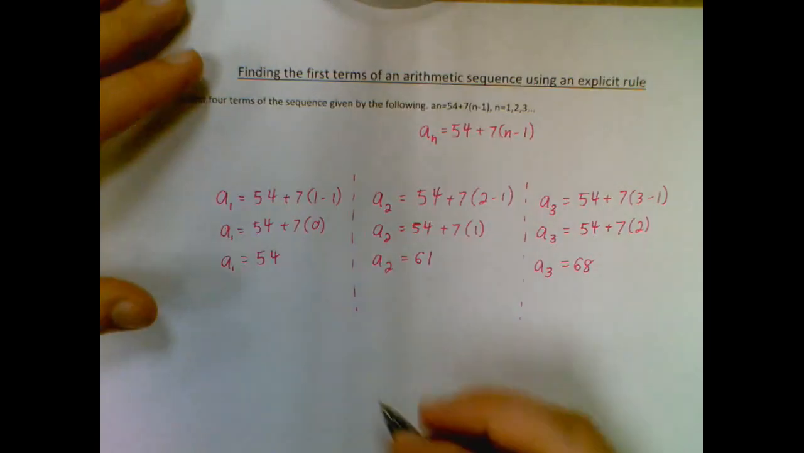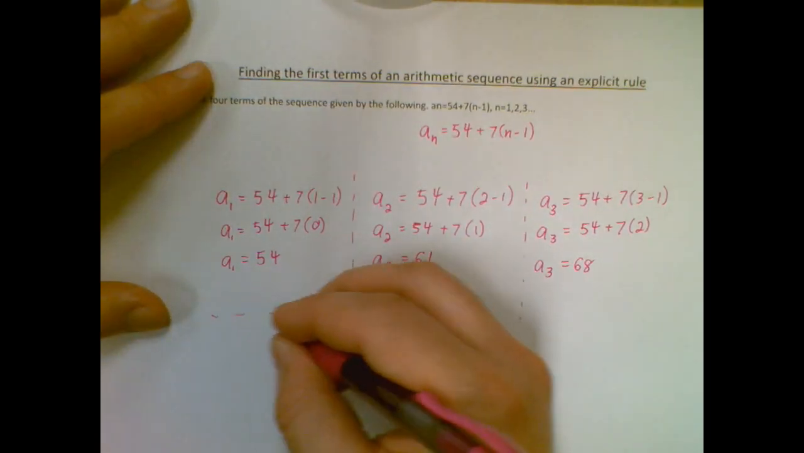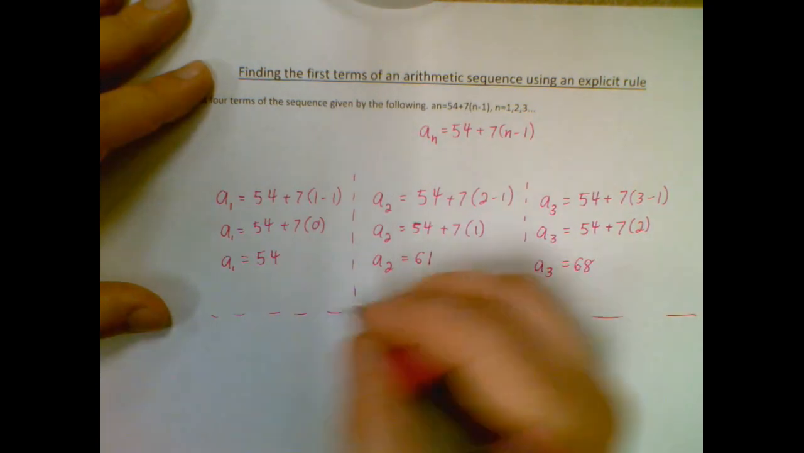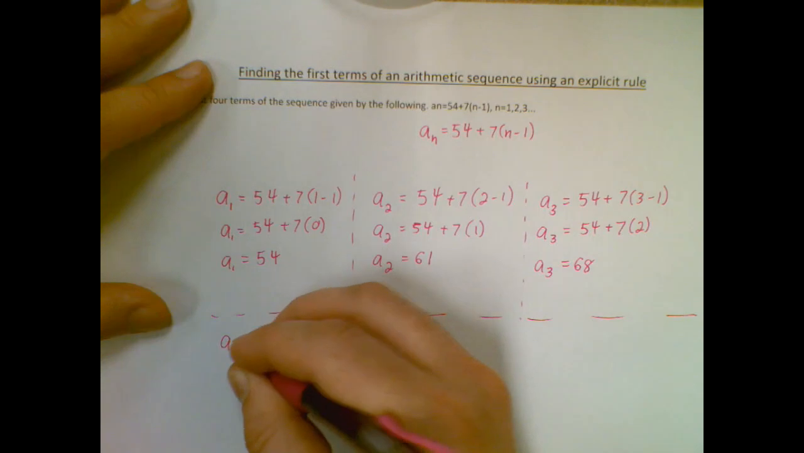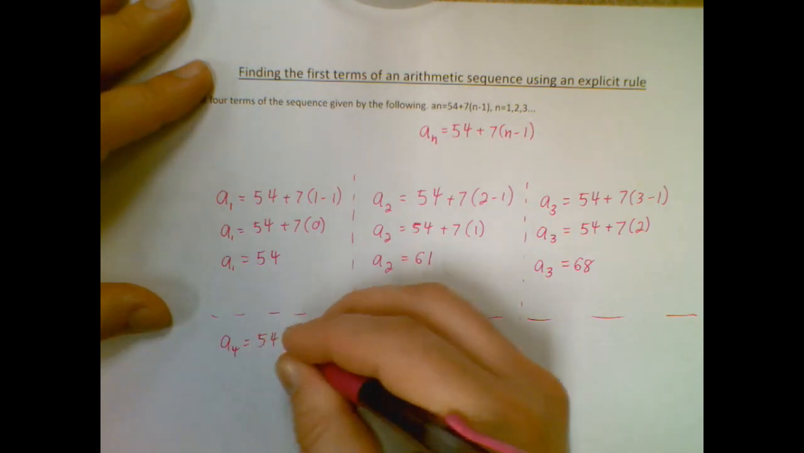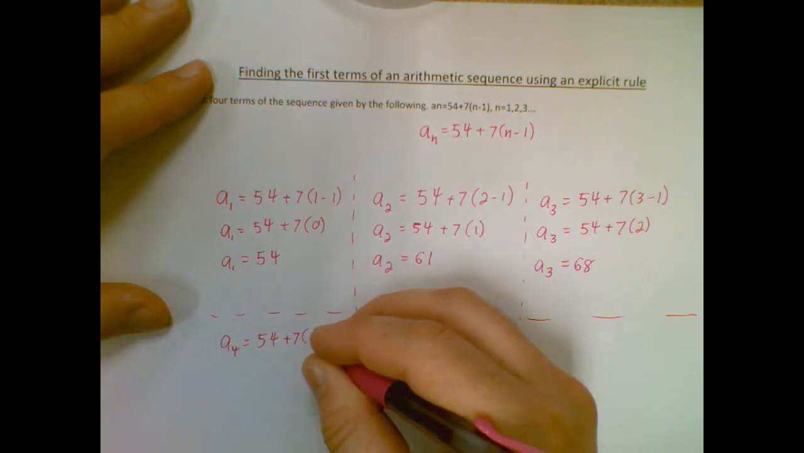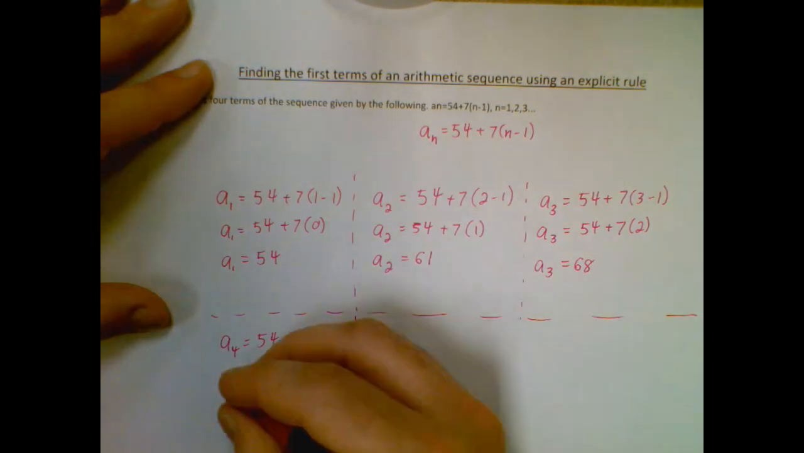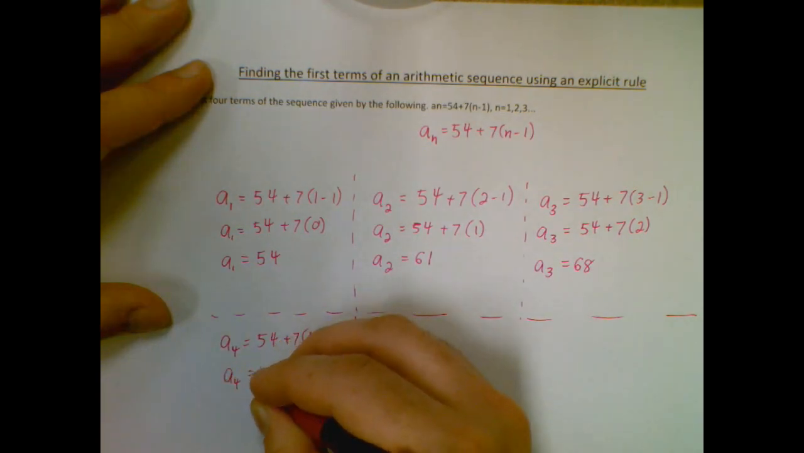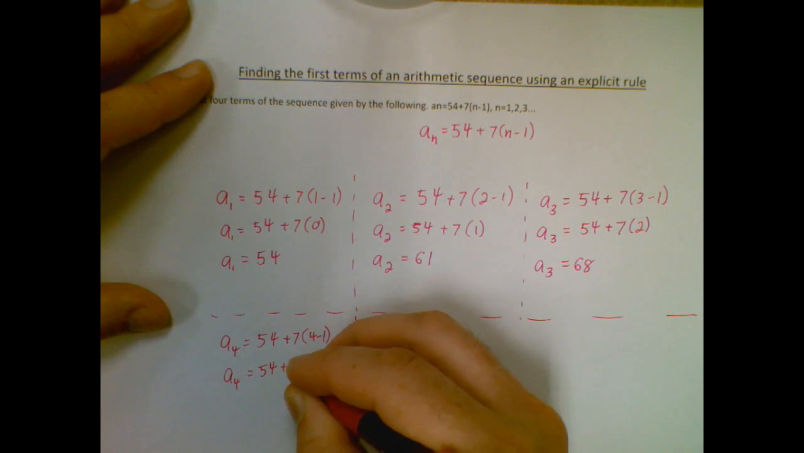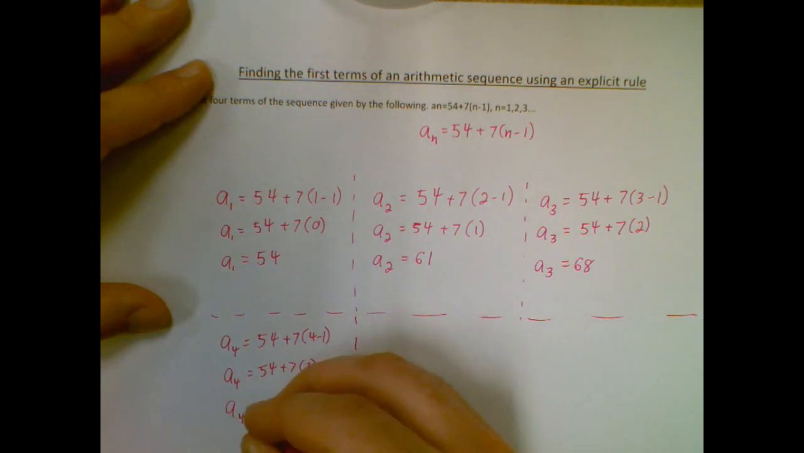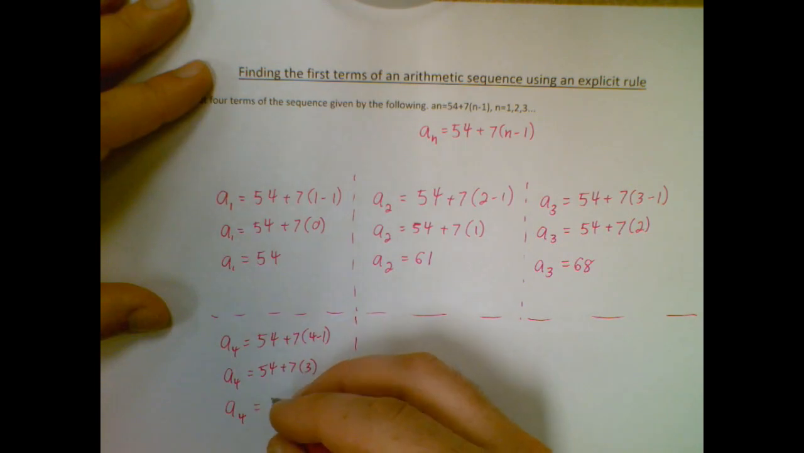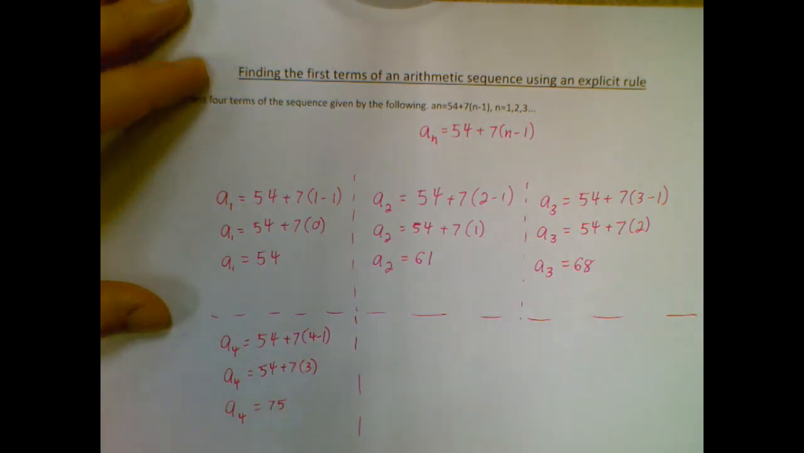All right, I'm slightly running out of room, so I'm just going to move down here. Find a4, 54 plus 7 times 4 minus 1. So 7 times 3 is 21. So I'm going to end up with 75.